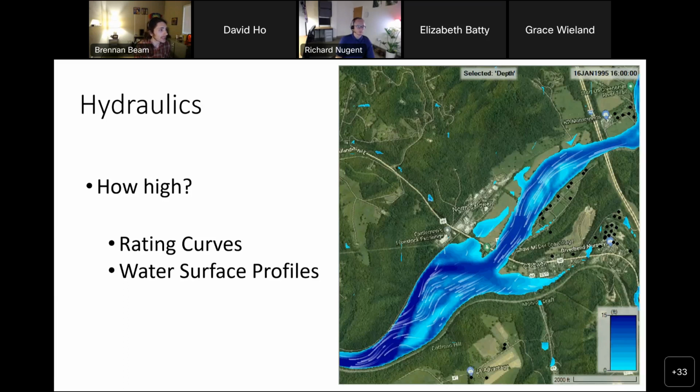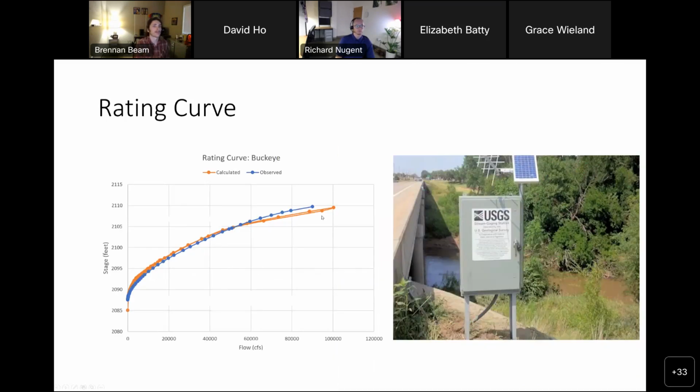And the way we're going to describe how high the water gets in FDA is through the use of a rating curve, and then through the input that is our hydraulic profiles, our water surface profiles, more specifically. So, starting with that rating curve.